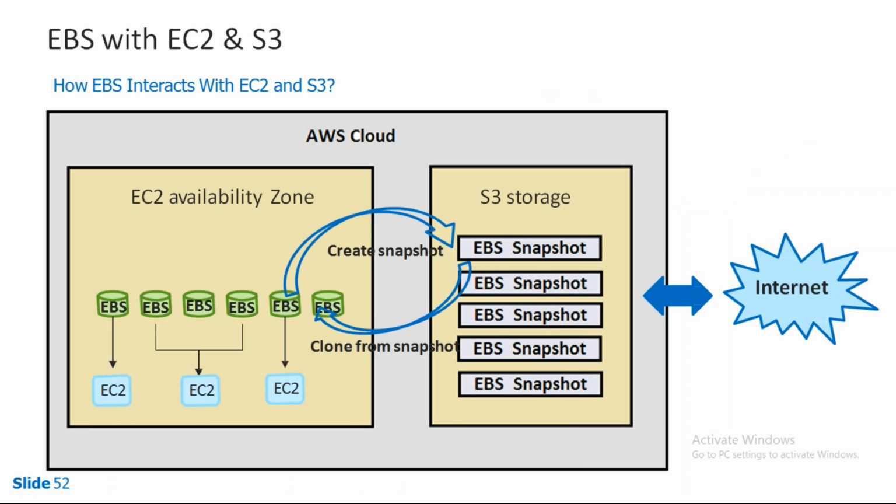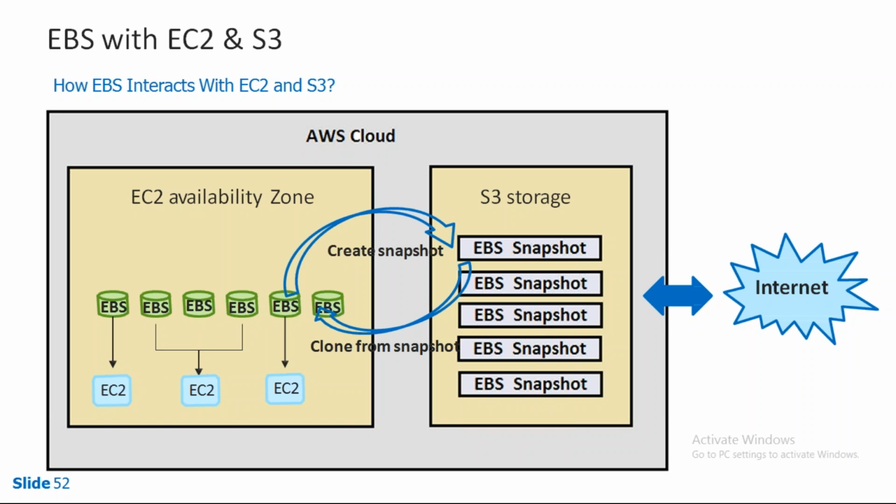EBS with EC2 and S3. So how does EBS interact with EC2 and S3? In the AWS cloud, you create EC2 in a particular availability zone, and that EC2 will have multiple EBS volumes. Here you see three different EC2 instances, and for these we have EBS volumes. Once you take the snapshot of these EBS volumes, they are stored in an S3 bucket.